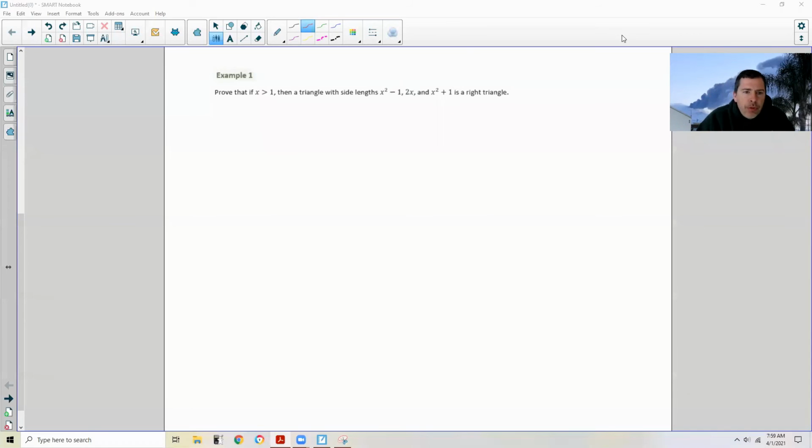All right, example 2 says to prove that if x is greater than 1, then a triangle with these side lengths is a right triangle. Okay, so let me just isolate these with parentheses. There are our 3 side lengths.